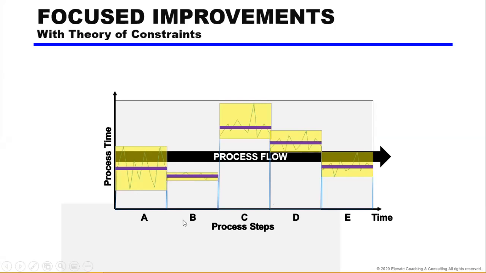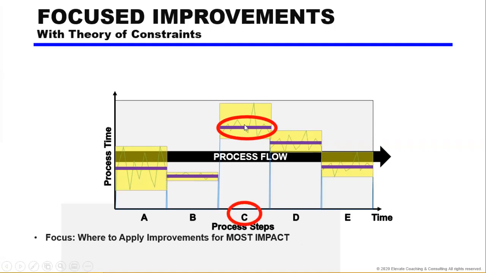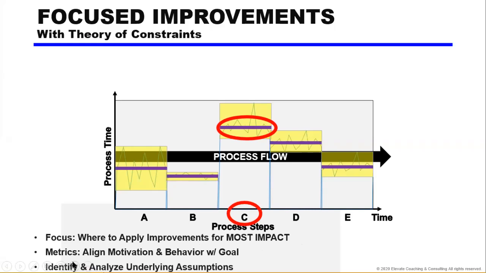Okay. So which process do you think we would need to improve first to get more through here? Right? It'd be C because it takes the longest, right? So that's going to dictate how much we can get done per day or per week, right? So then we need to review the metrics and see how they align the motivation and behavior of this area with the goal. Are the metrics driving these processes to compete with each other, or are they all working together to get it onto the next department? Then we identify and analyze the underlying assumptions for all of our procedures and processes and how we think that we should run this area.